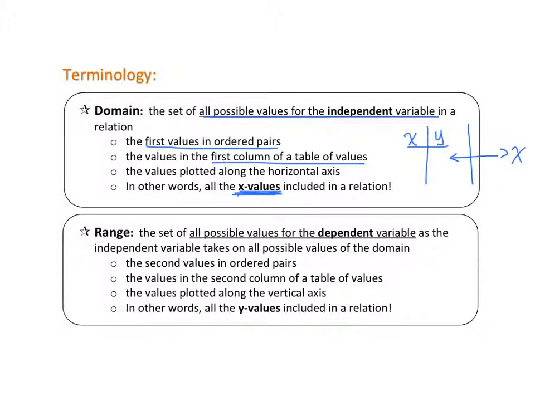The range is all the possible values of the dependent variable as the independent variable takes on its possible values. So, as your x values are changing, what are your y values? Your y values are the range values in the relation. So, y values are usually the second values in the ordered pairs, or the values in the second column of the table of values. Also, plotted on the vertical axis, you have your y values in a graph.